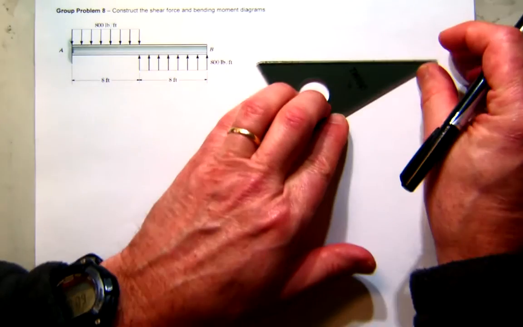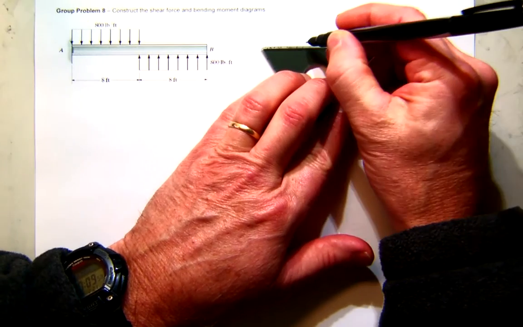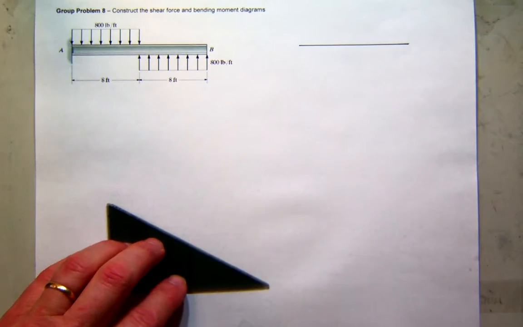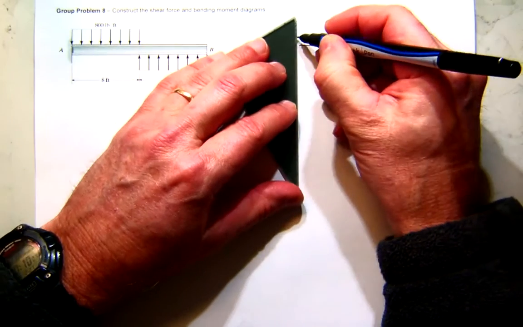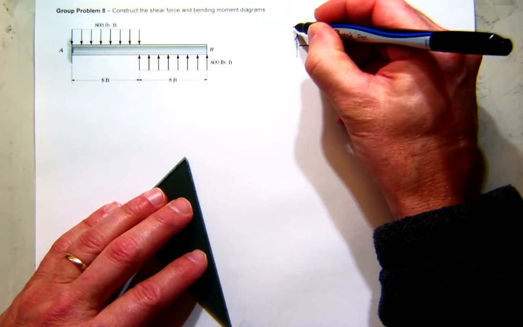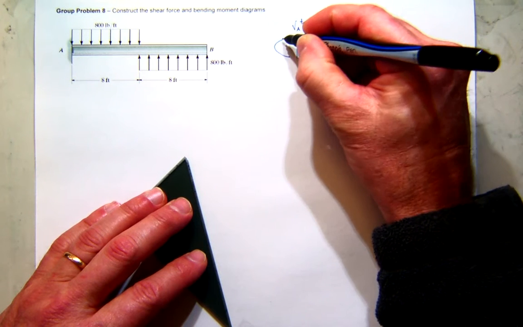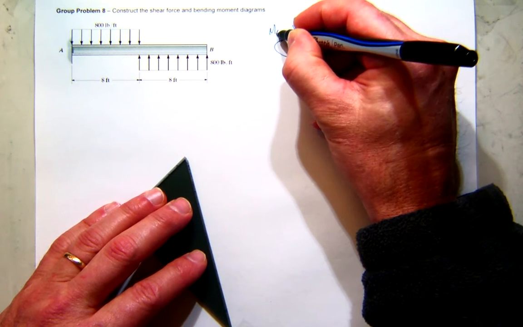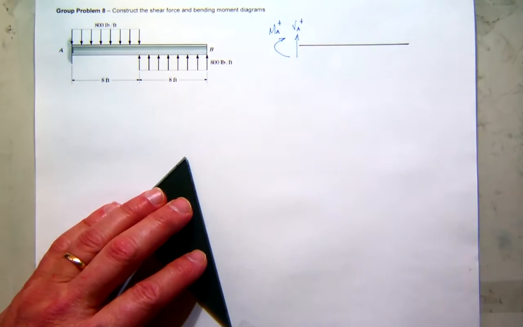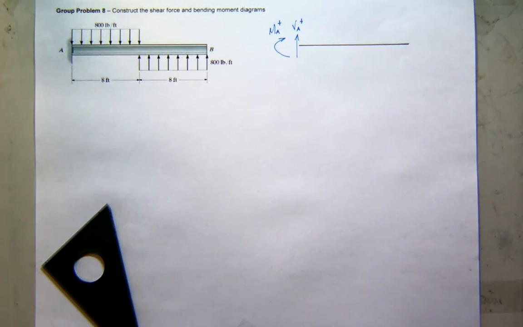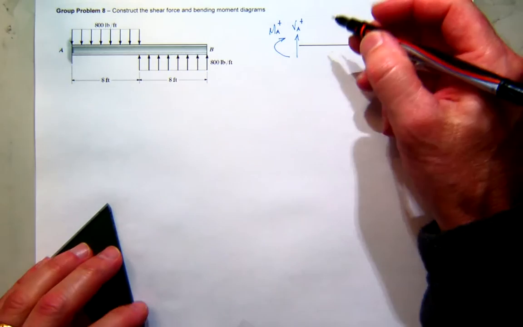So the first thing we want to do is draw a free body diagram of the whole structure. And at my support condition, I will assume a positive shear and positive bending moment for my reactions. And then I'm going to take these two loads and make a concentrated force equivalent of that.